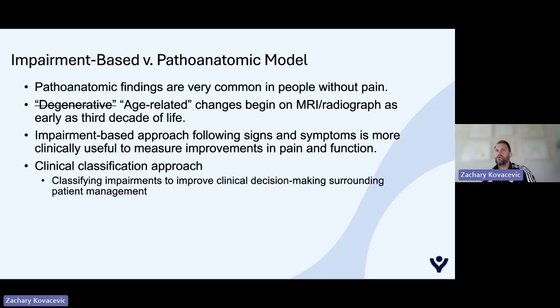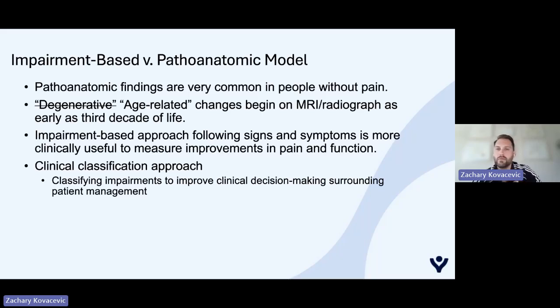And another thing that's important to note that's been demonstrated in the literature for a period of time is this understanding that pathoanatomic findings are very relevant in people without pain, right? And the healthcare system and society as a whole still believes these to be degenerative conditions, when in fact they're rather age-related conditions that begin on MR imaging and X-rays beginning the third decade of life. And we've actually done a lot of research in the early 2000s comparing treating from a pathoanatomic approach to treating from an impairment-based approach. And impairment-based approaches are superior when it comes to comparing these two modes of treatment.